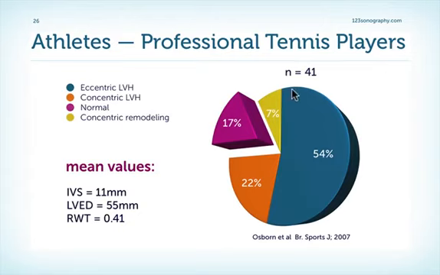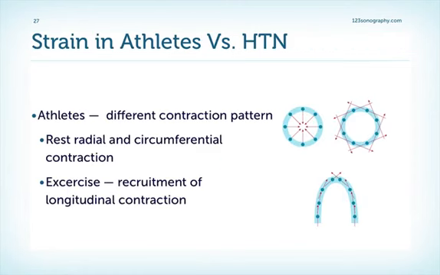This is an interesting study which was performed in professional tennis players. It shows you first of all the occurrence of LVH and also the different forms of LVH. The cutoff values are shown here. You can see that only 17% had a normal myocardial thickness in professional tennis players, and most of them had so-called eccentric LVH forms, as opposed to 22% who had concentric LVH and 7% who had concentric remodeling. I just want to briefly mention that athletes seem to have a different contractile pattern as opposed to hypertensives.